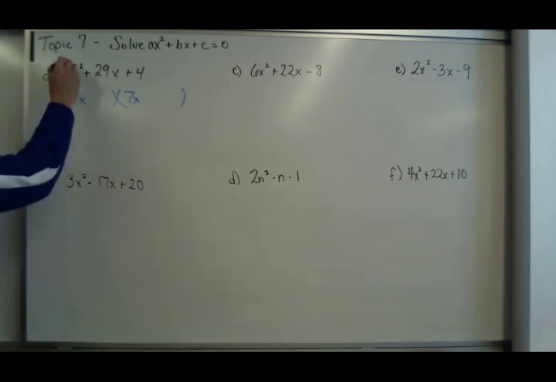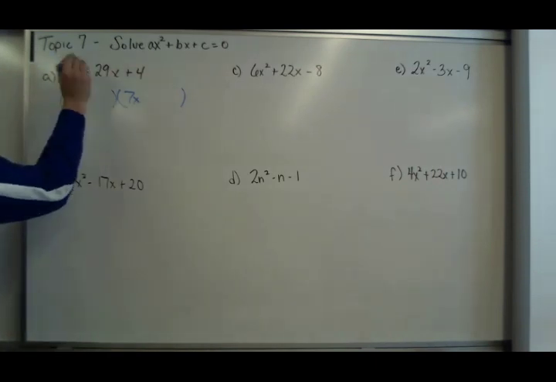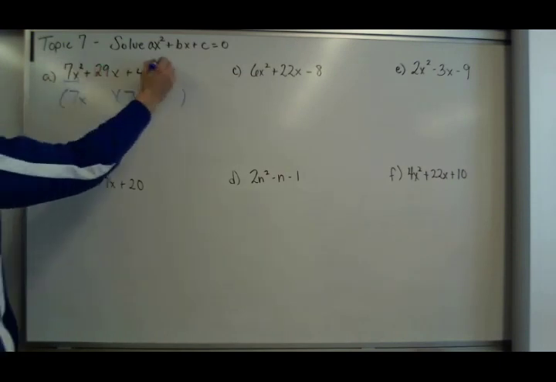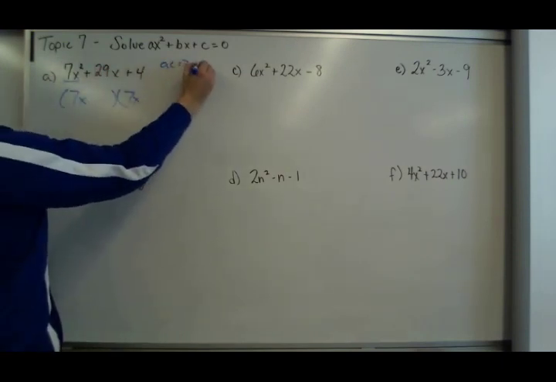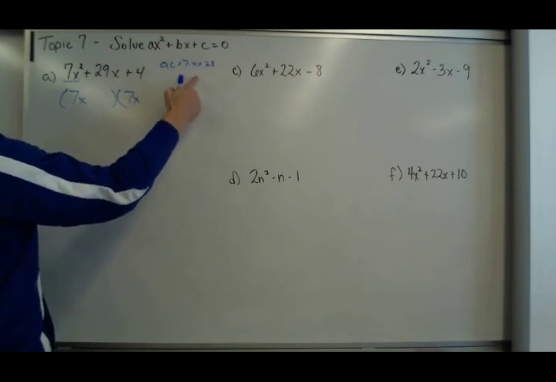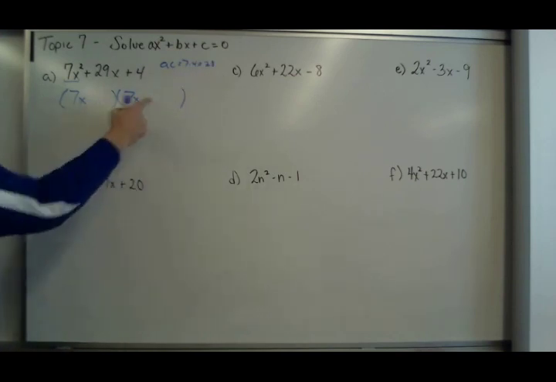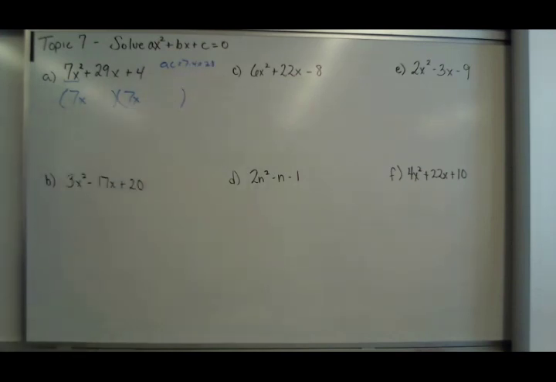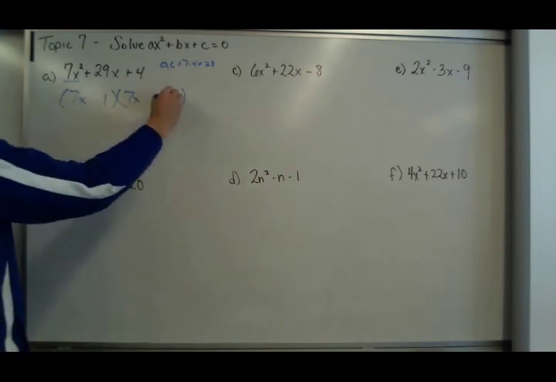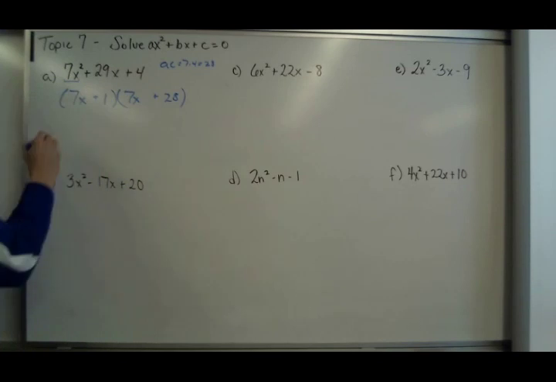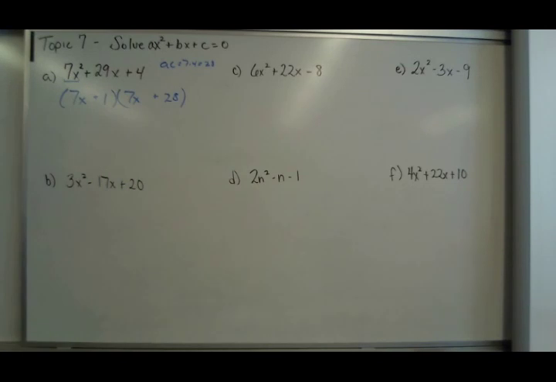Now we take this first number and our last number, so our a and our c, and we multiply those together. So if you think a times c, you get 7 times 4, which is 28. That's the number I'm going to use to get my 2 different factors here. Okay, so I want 2 things that multiply to 28 and add up to 29, and that's going to be 1 and 28. And they're both going to have the plus signs. All right, and that's found out the same way as back in topic 6.